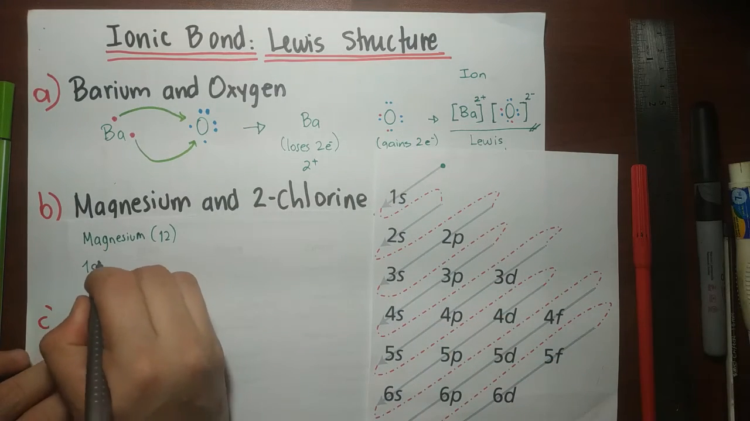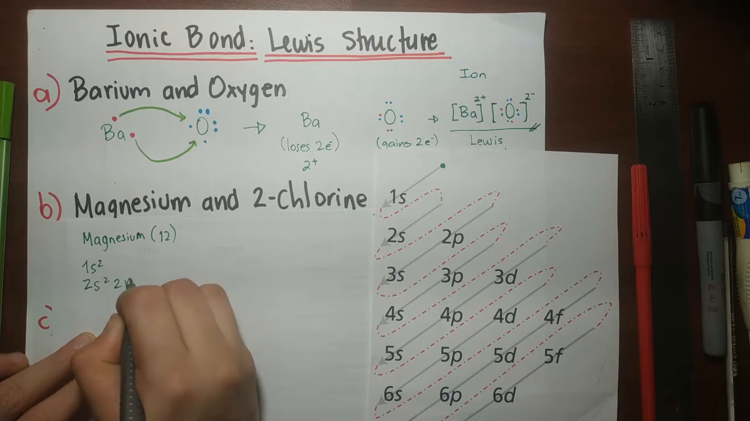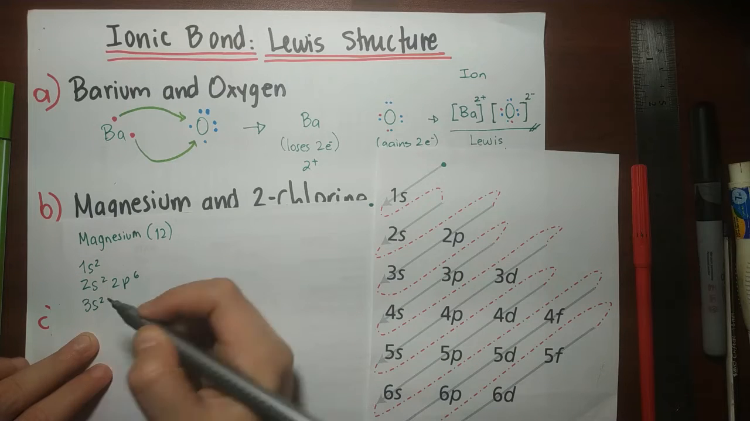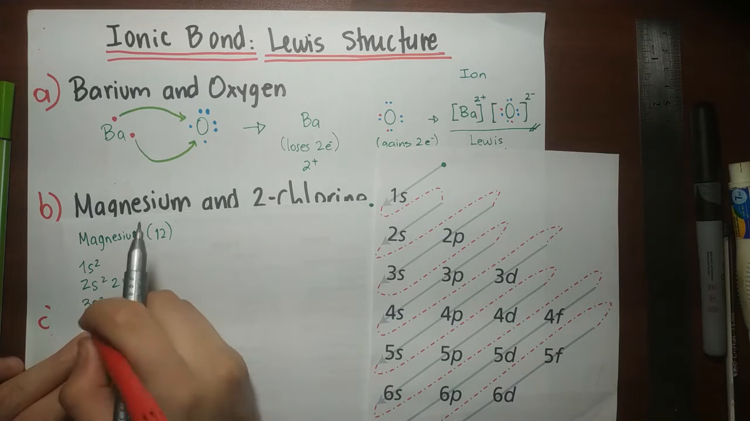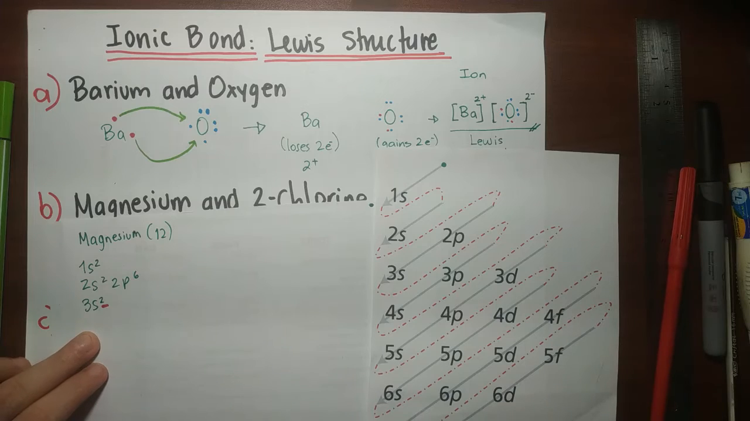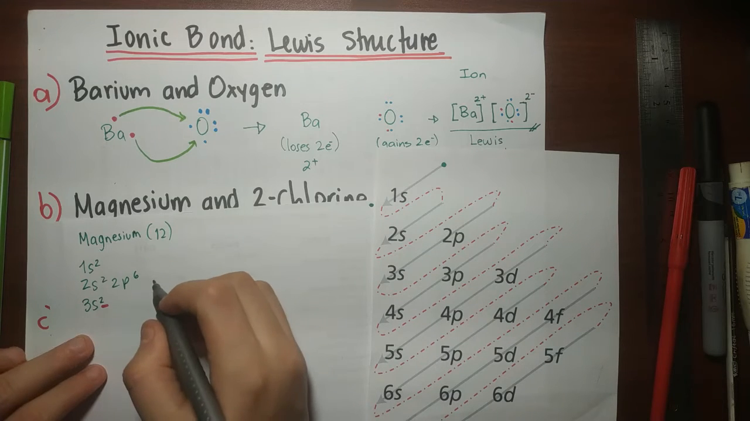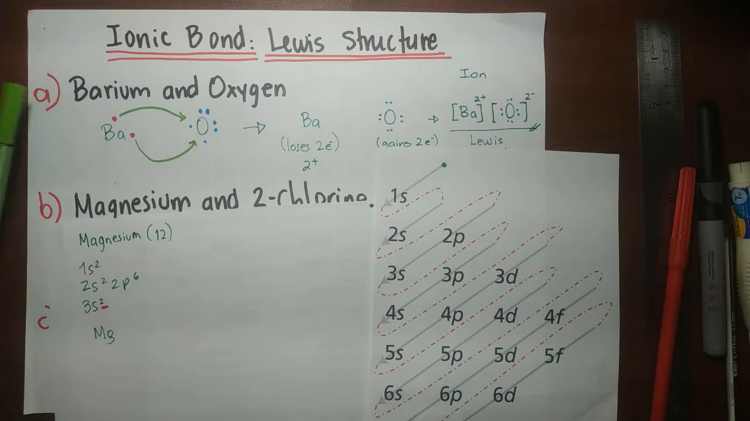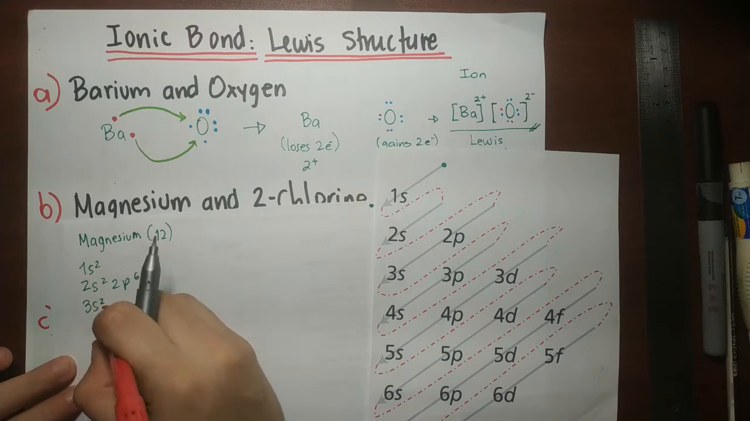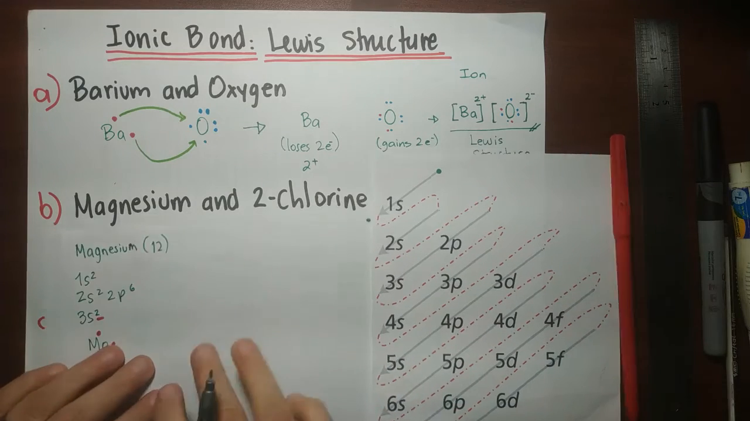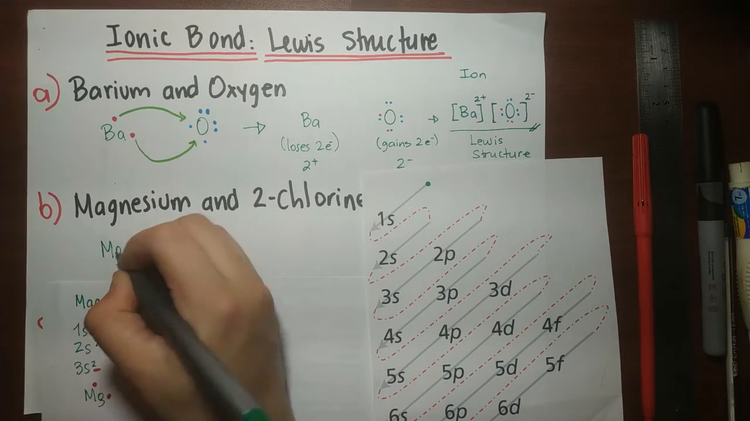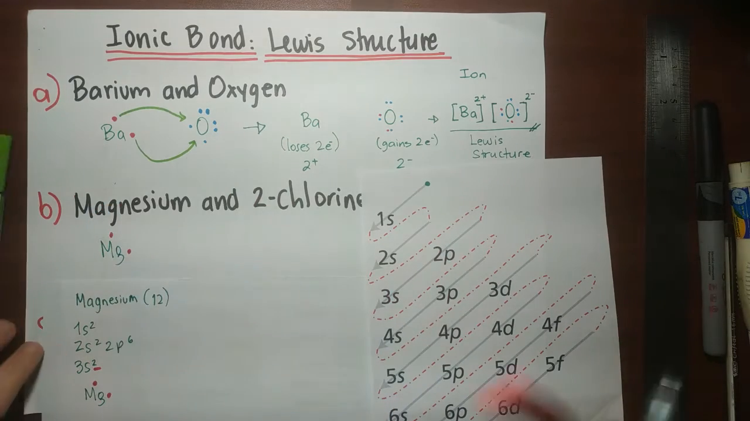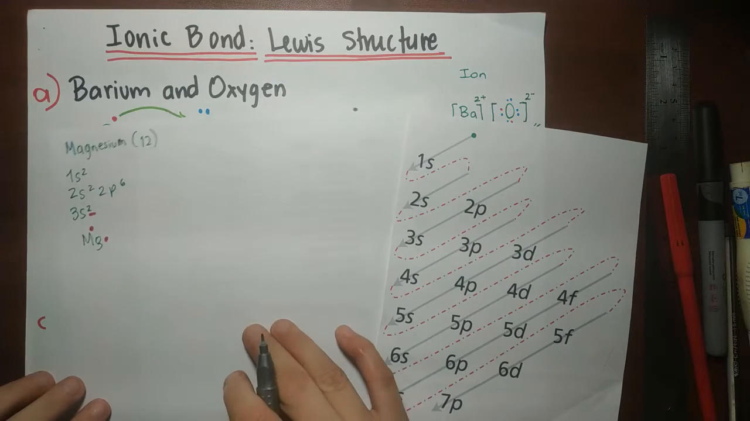So it's gonna be 1s2, 2s2, 2p6. I have 10 right now, so I need 2 more. I have 3s2. That means that I have 2 electrons in the outermost level, so the Lewis structure for magnesium will be Mg, which is the symbol, and 2 dots. Okay, so we write magnesium right here and 2 dots around it. Simple as that. Now we continue.